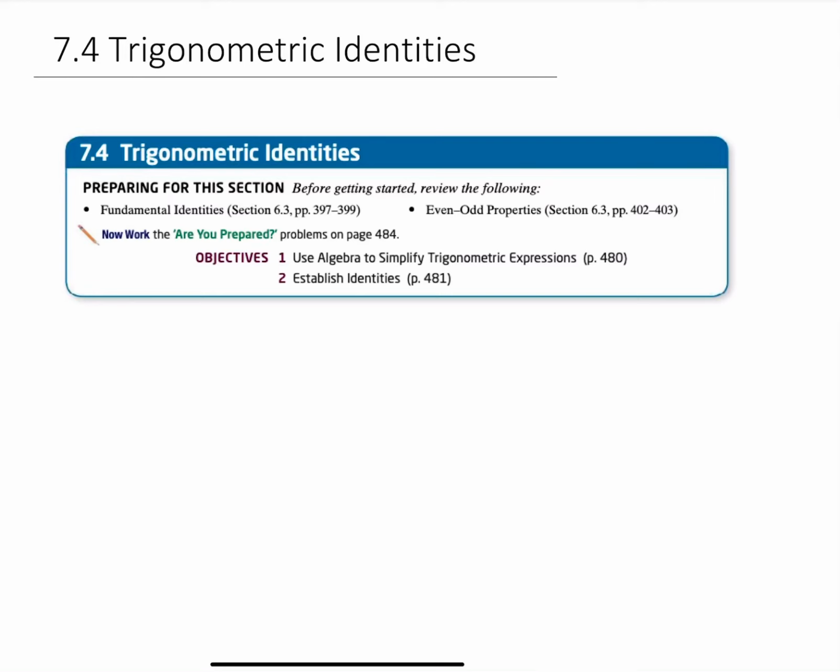In this video, we're covering 7.4. It's titled Trigonometric Identities. In other contexts, you might hear these called verifying identities. Basically, we're going to be using a lot of the trig identities we've seen so far to maybe simplify some complex trig expressions and to prove that one trig expression is equal to another one. So let's jump into it.